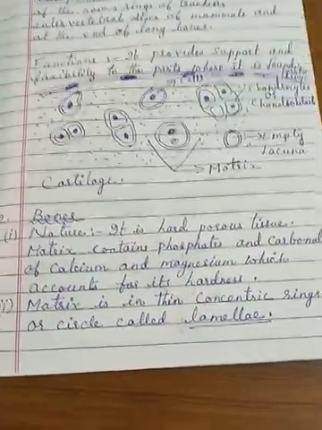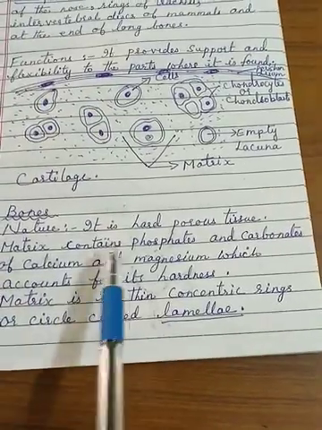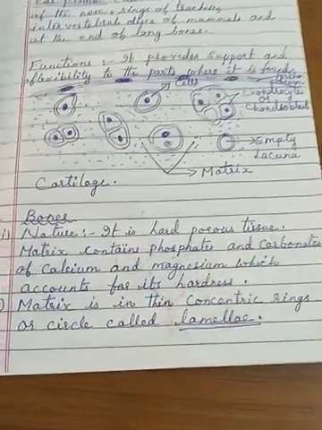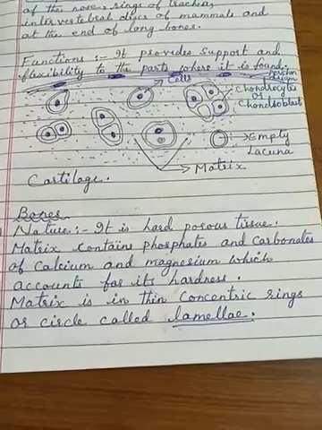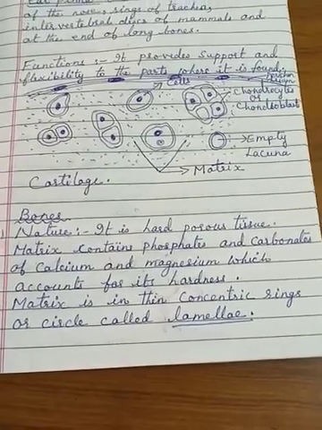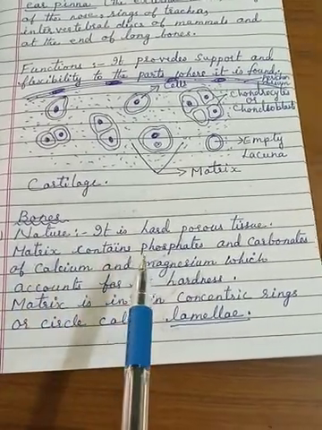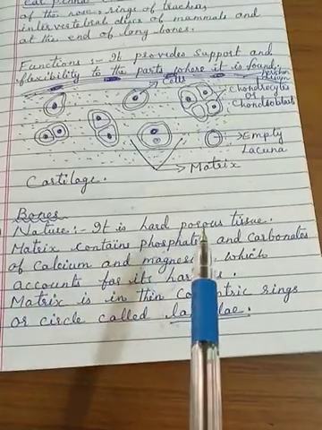Now about the bones. Nature. It is hard porous tissue. Cartilage is non-porous. No pores are present in cartilage, but in bones it is a porous tissue. Many pores are present in the bones.